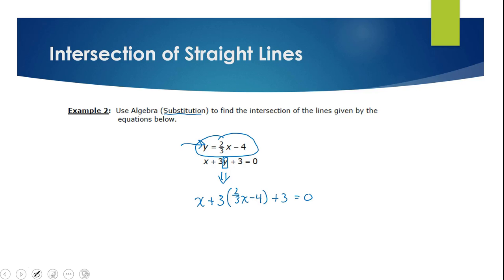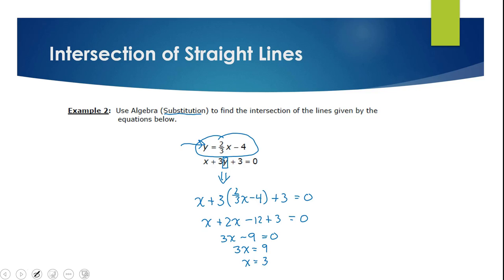If I distribute that 3, I'm going to have x plus 2x minus 12 plus 3 equaling 0. If I simplify and combine like terms, x plus 2x is 3x. Negative 12 plus 3 is negative 9. I would add 9 to both sides and divide both sides by 3 to get that x equals 3.